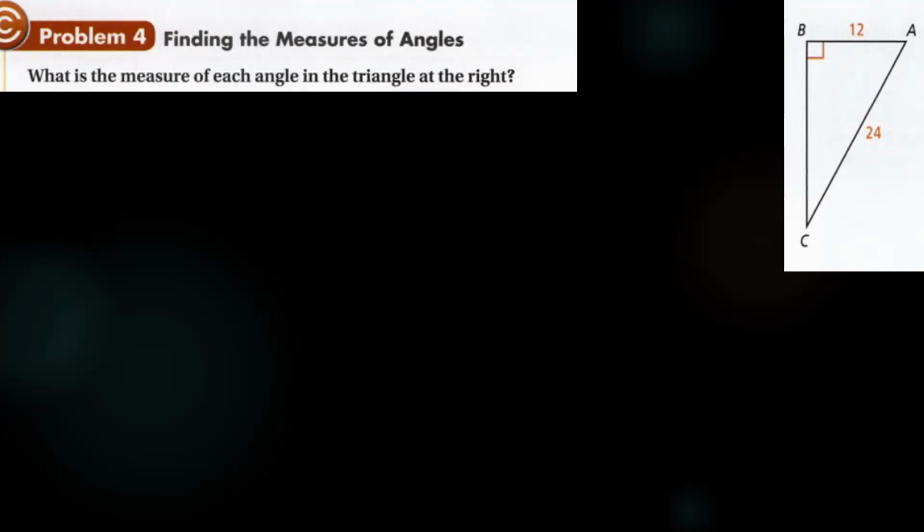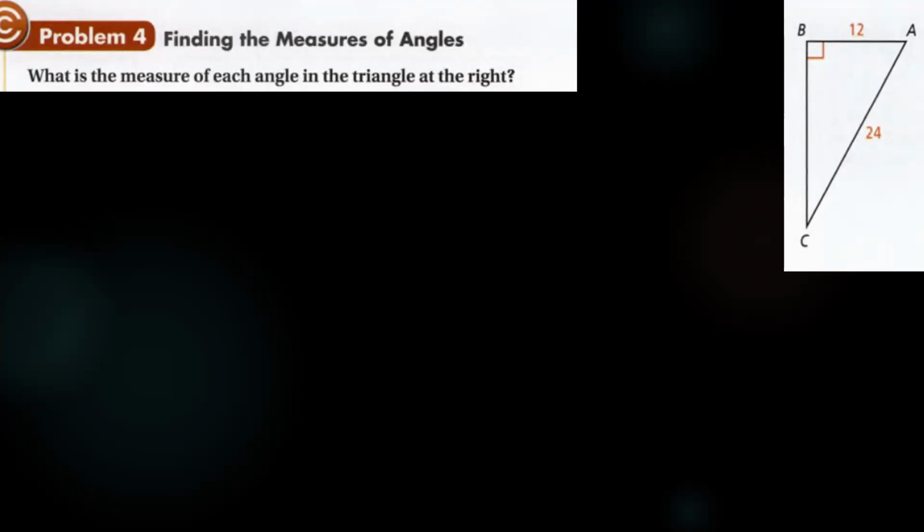Who can tell me how can we find the length of BC? Minus 24 and 12. By which theorem? The Pythagorean theorem. Yes, if I have two given sides and I want to find the length of the third side, I have to use the Pythagorean theorem.